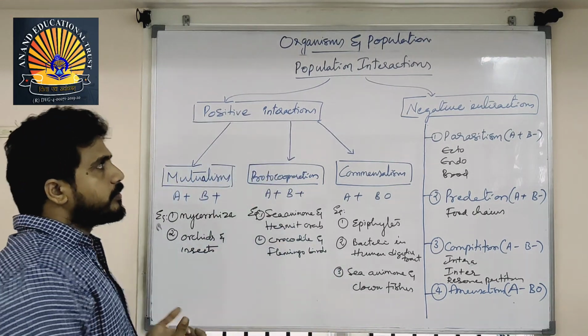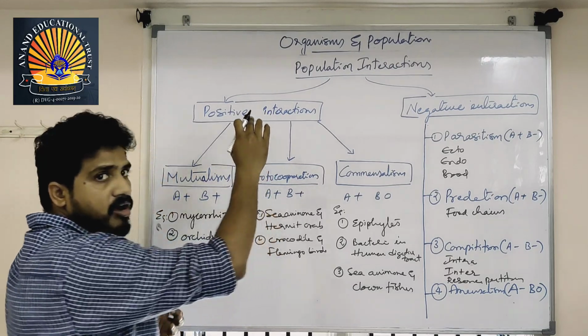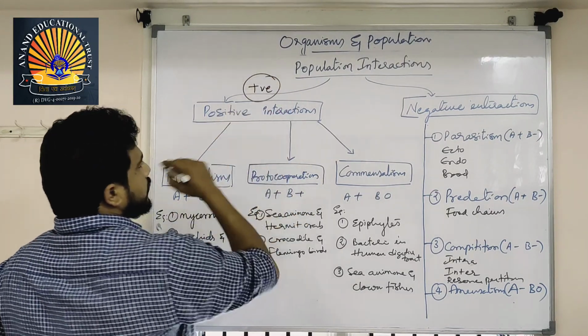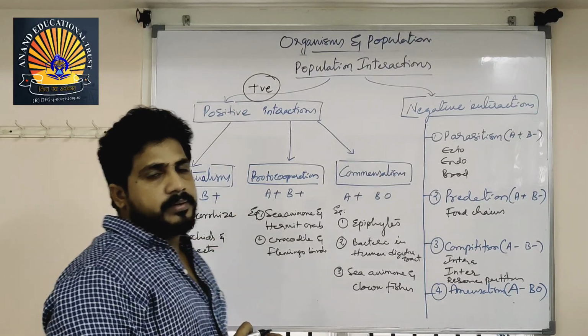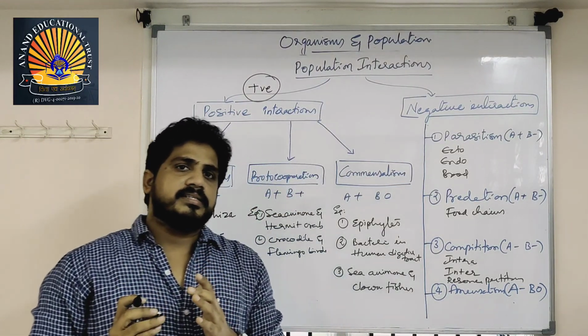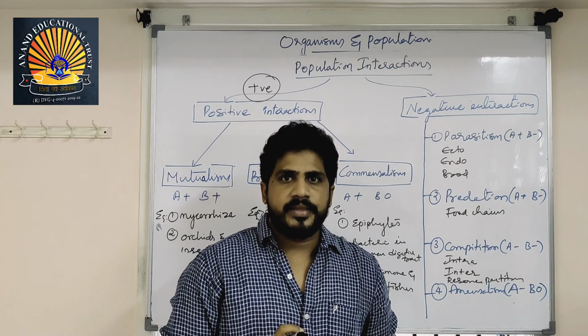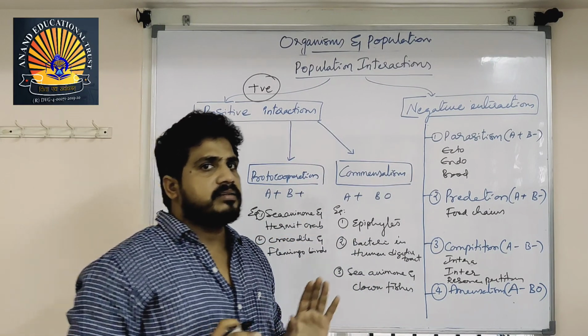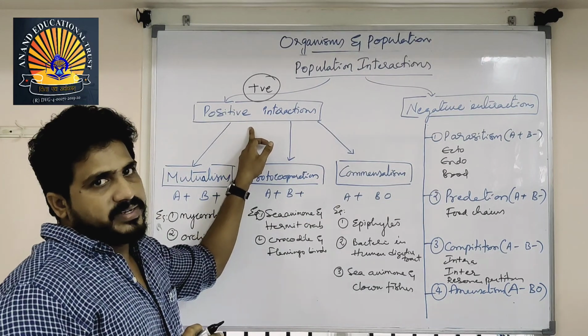Let us see on the mode. If it is getting benefit or not loss, then it will become positive. So some interactions will become positive. In a positive interaction, A organism is interacting with the B organism, in that A is getting benefit or not loss, then that would be considered as positive interactions.